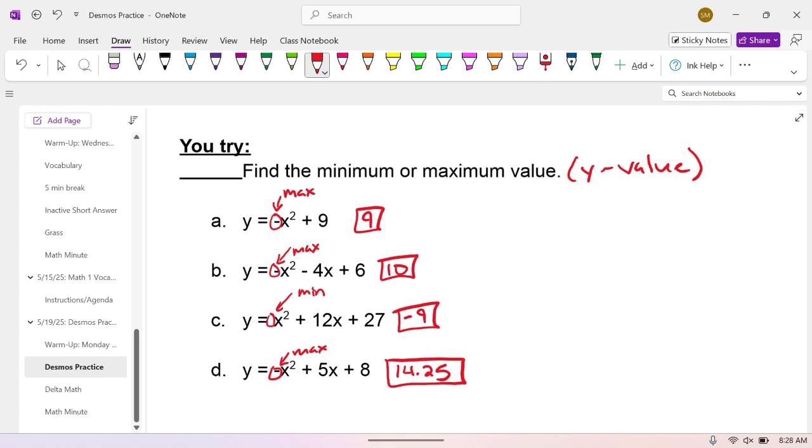So again, we only want the y value. Yes. All right, thumbs up if you're ready.